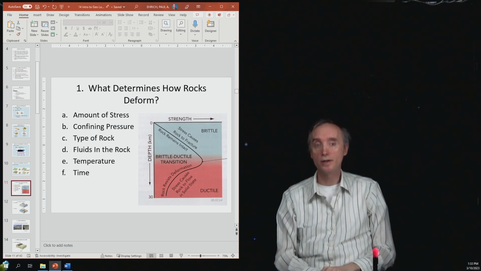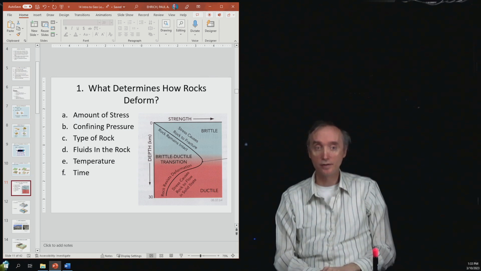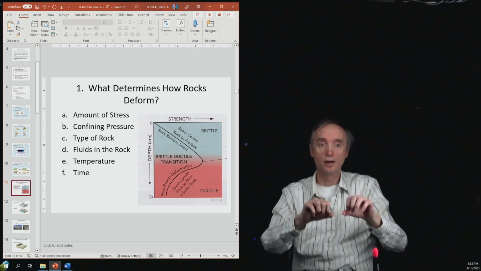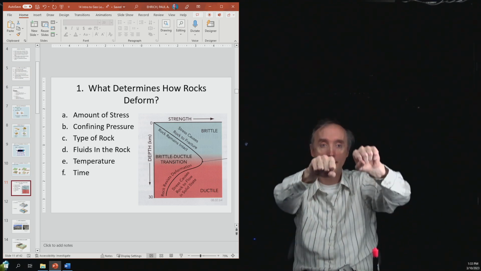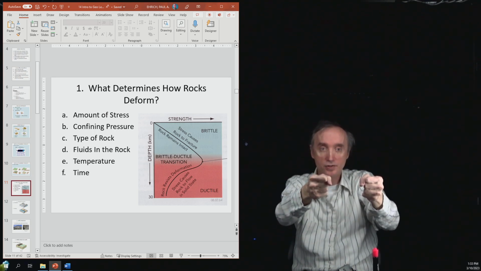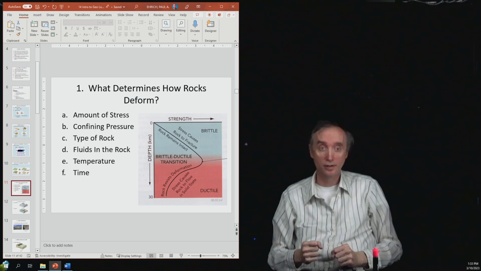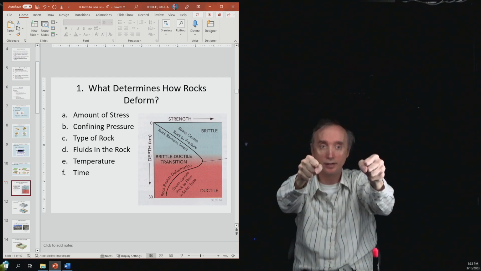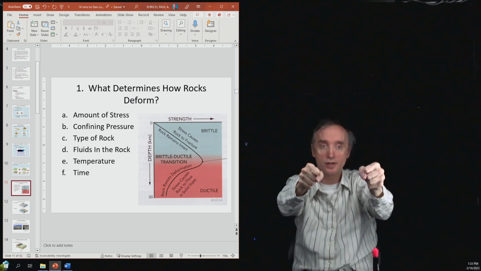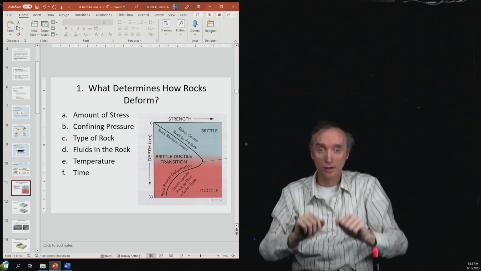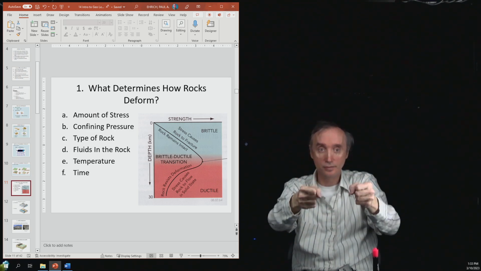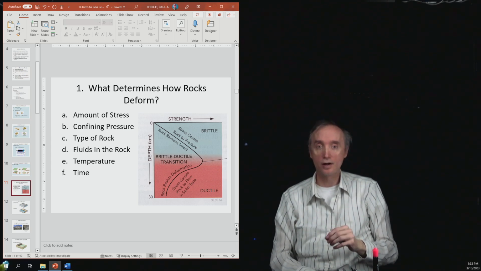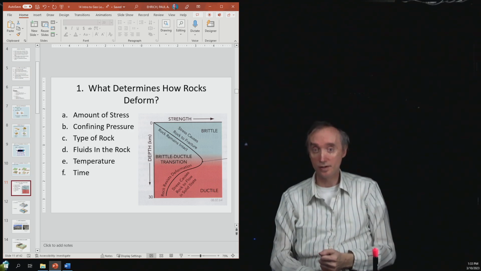And then it's also going to depend on the amount of time. For example, let's say that you've got a stick of wood, and you very quickly apply a stress to it, you're going to break it. But on the other hand, if you apply that stress very, very gradually over a long period of time, you could then let go of that stick and it would stay bent. So it's also going to depend on the amount of time that the rocks are going to be subjected to these various kinds of conditions.